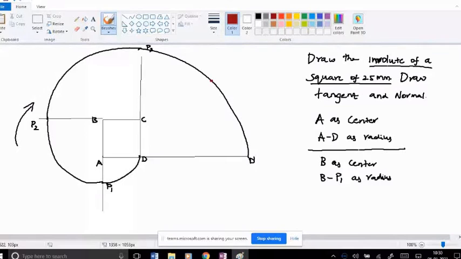So if I want to do it at this point, from C you need to draw a line. From here for this point, from B you need to draw a line. For this, from A you need to draw. So that's how you need to draw. Okay, let me draw that. So this will be your normal. The line perpendicular to that.